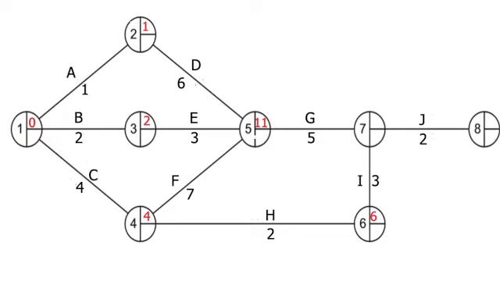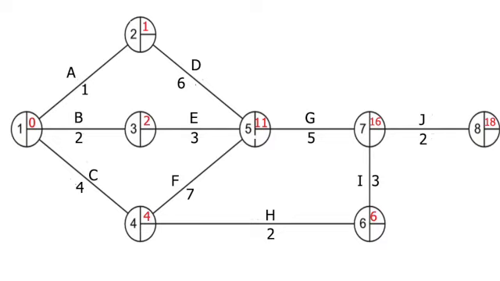Now if we do 6 plus 3, we obviously get 9. But if we do 11 plus 5, we get 16. And on that 16th week, we can guarantee that H and I have been completed, so that should be absolutely fine. And then that means that when we get to node 8, we've got activity J to have been completed, which takes 2 weeks, so therefore we'll be on 18 weeks.